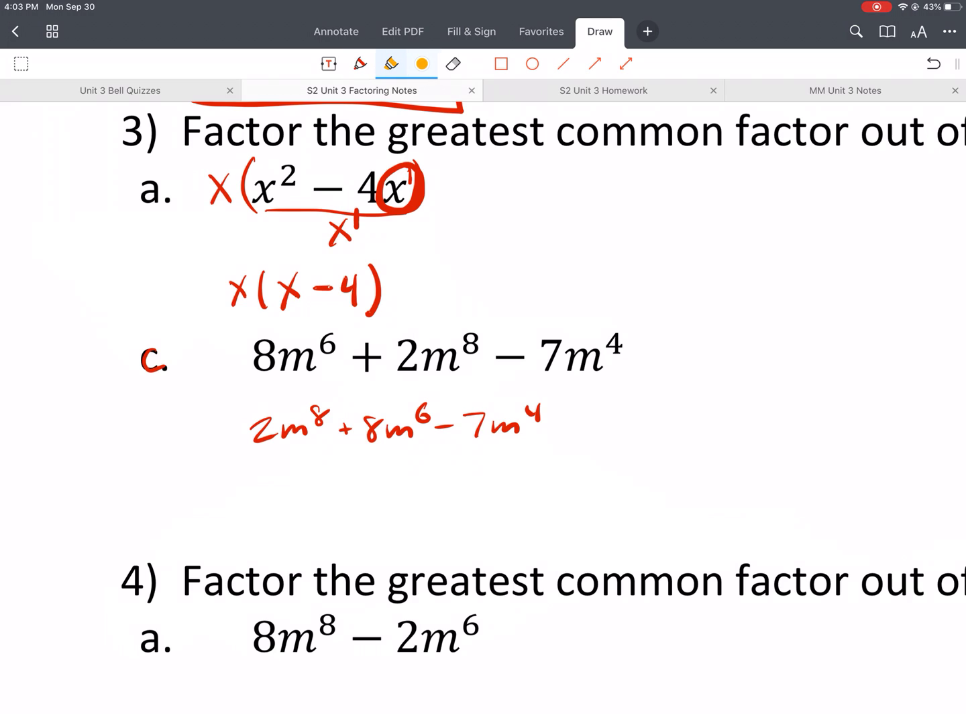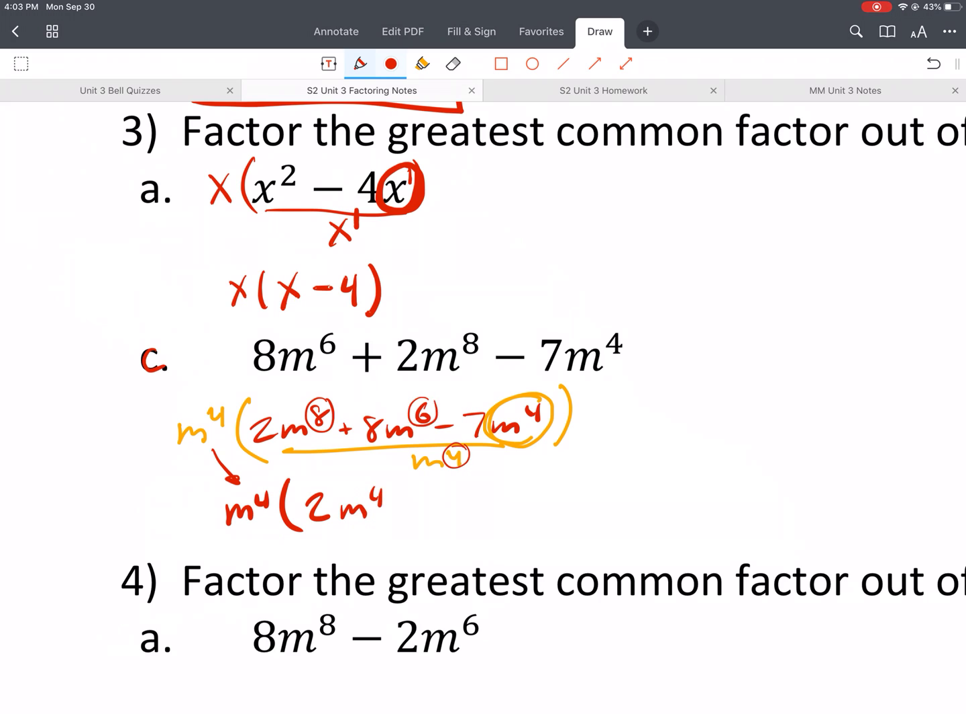The GCF here, the smallest exponent, would be m to the 4th. So we will multiply by m to the 4th and divide by m to the 4th. We'd end up having m to the 4th, and then 2 times, all right, 8 minus 4 gives us m to the 4th. 6 minus 4 gives us m to the 2nd. And then 4 minus 4 gives us 0. So we'd end up just getting minus 7.